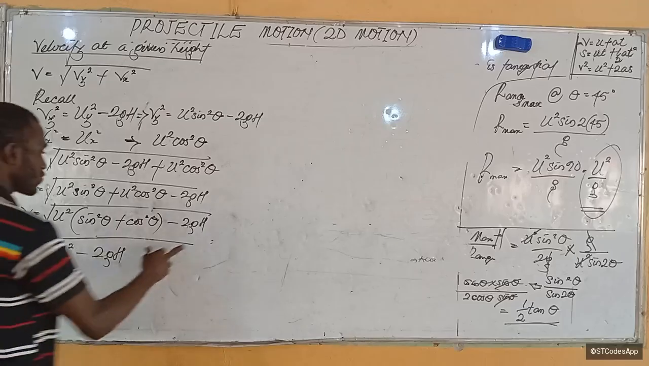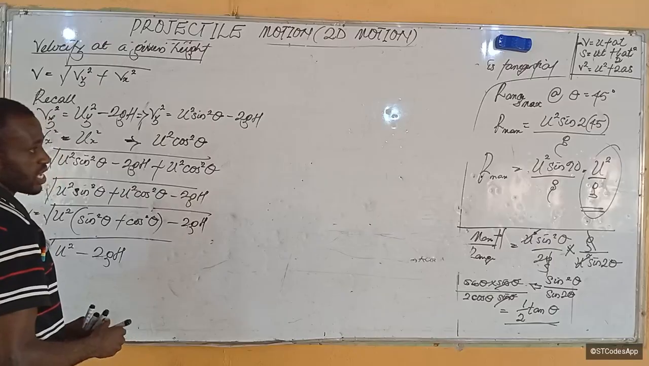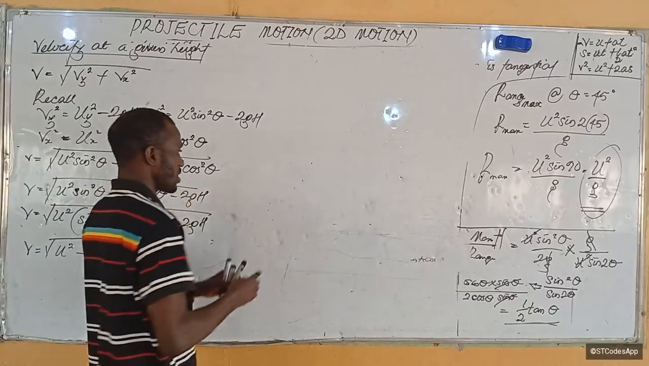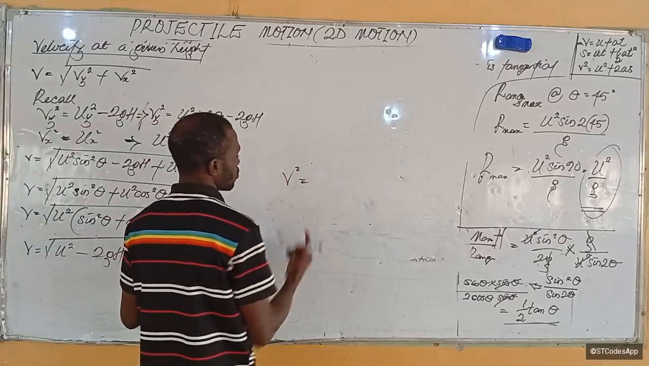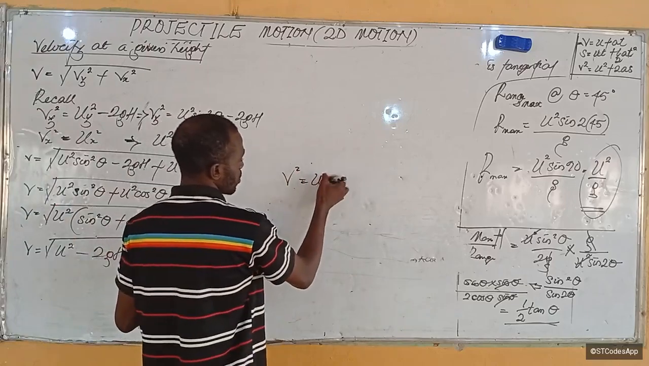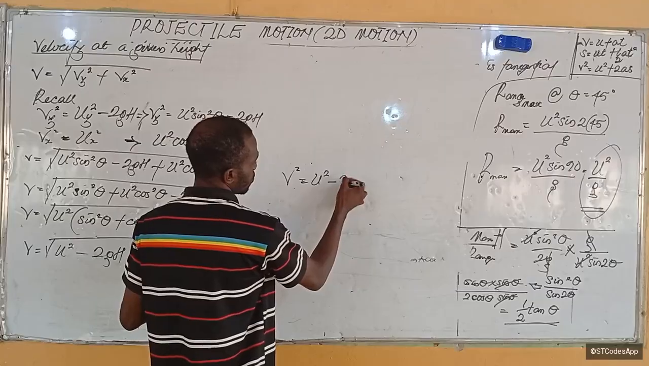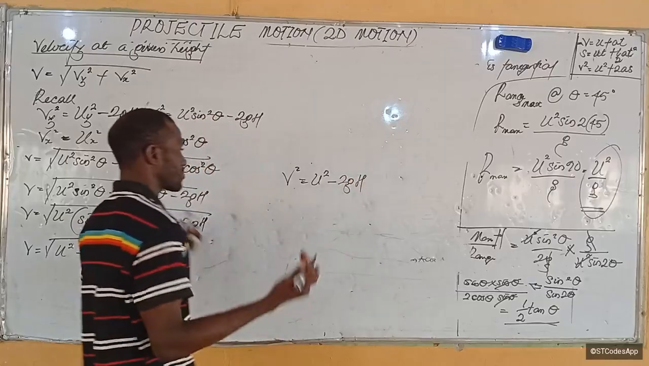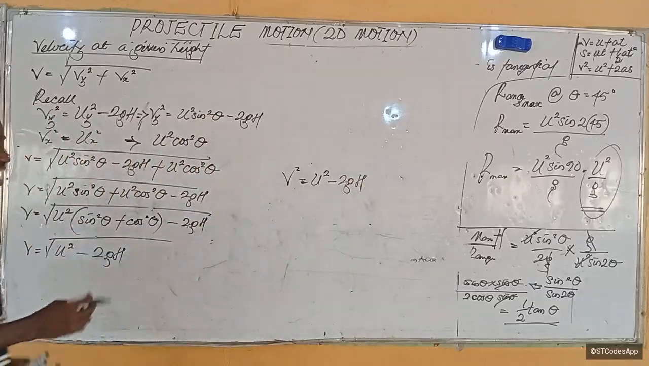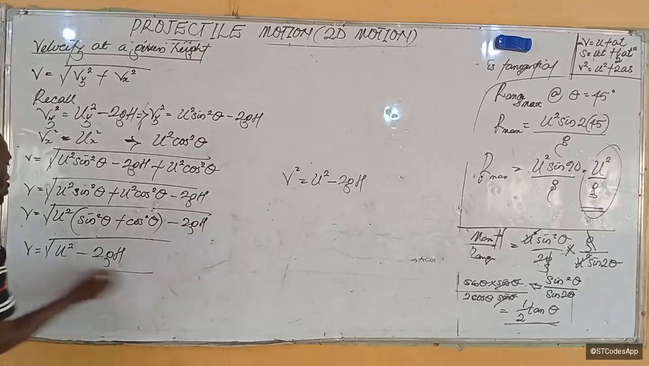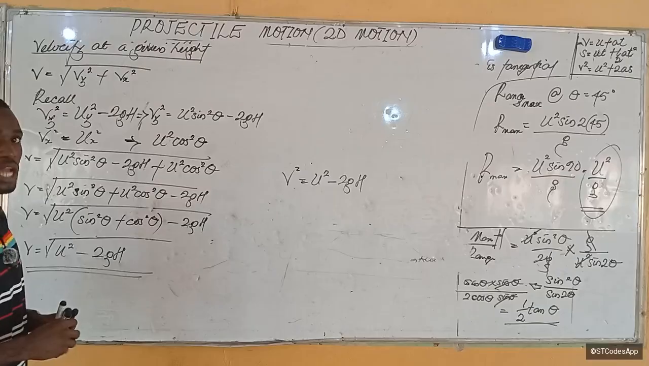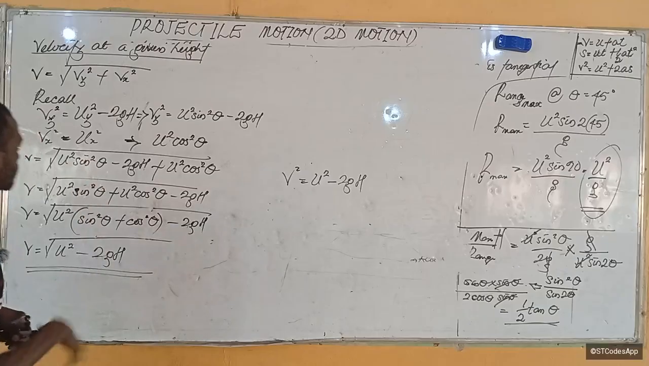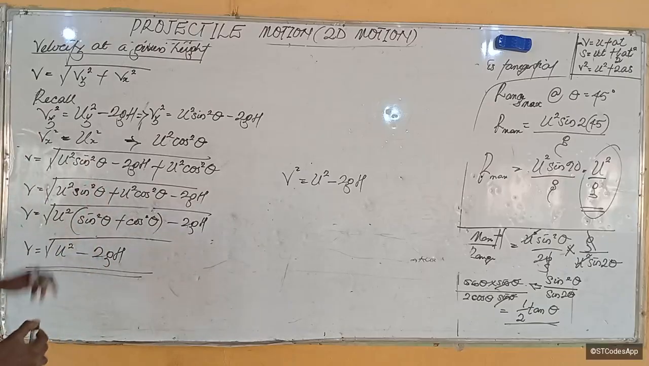Okay, let me see if it proves the equation I was trying to prove. In our vertical motion, we said that V squared will be equal to, for a body going up, U squared minus 2GH. It's exactly the same. Do you see now that this formula does not change for a body going up? Is that clear? So that's just it there.